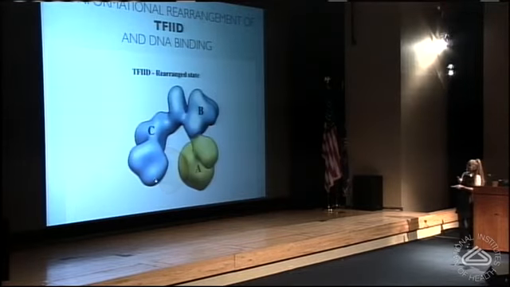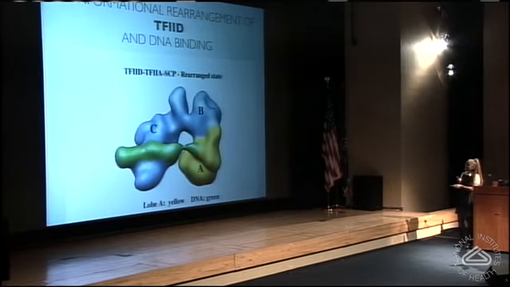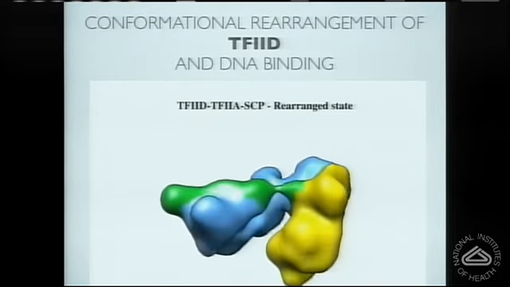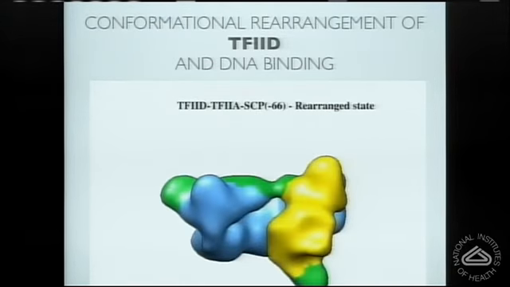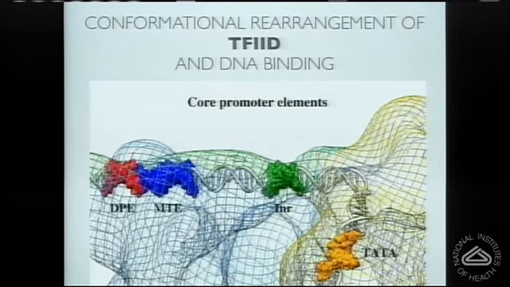Okay, so this is just a summary that shows you the kind of movement that the A lobe undergoes within TF2D, how the rearranged conformation binds DNA, how through experiments, like I told you, like the extension, we can actually position the ends of the DNA and ultimately localize the position of the different core promoters within the context of this DNA, TF2D engaged DNA.